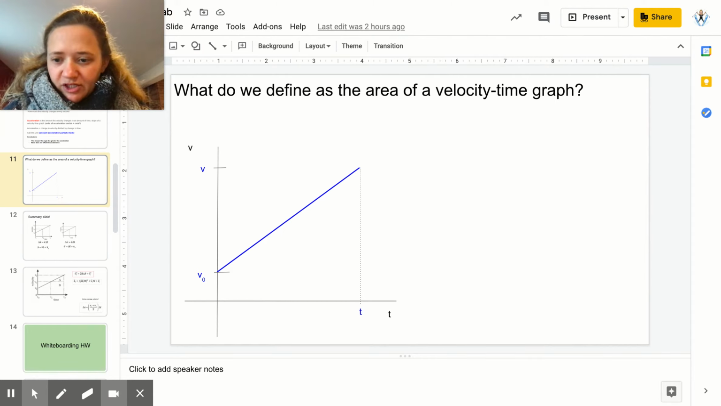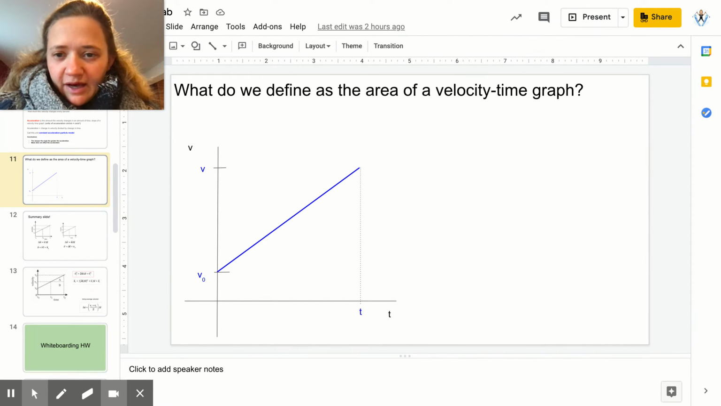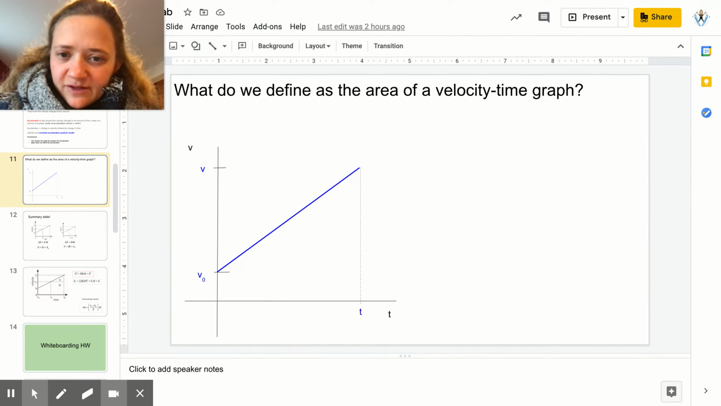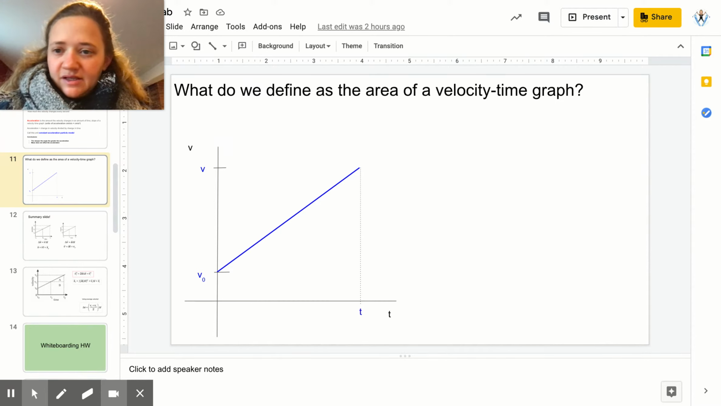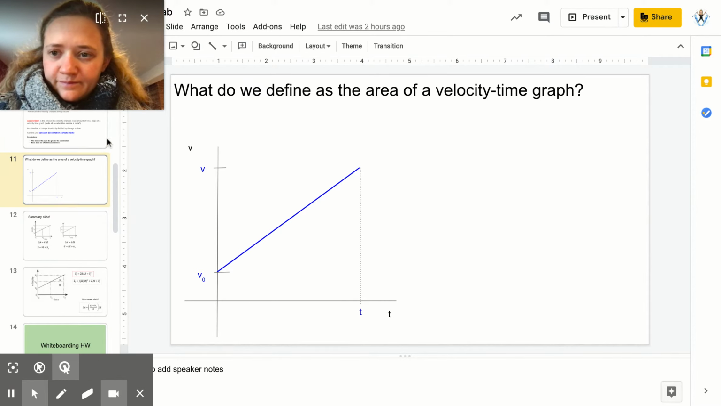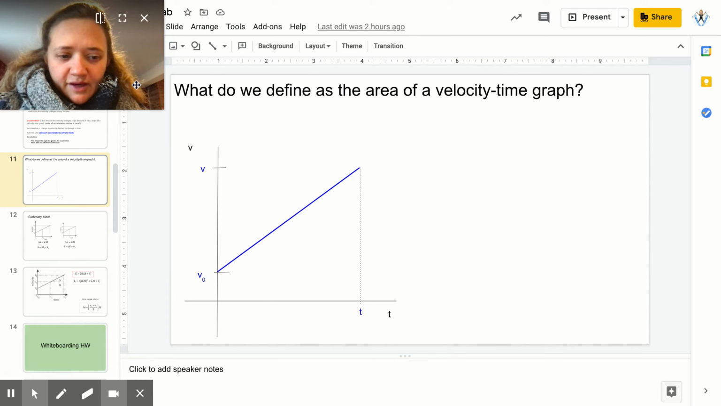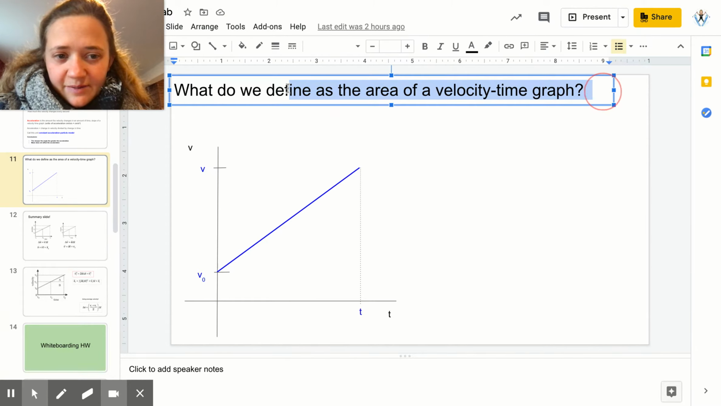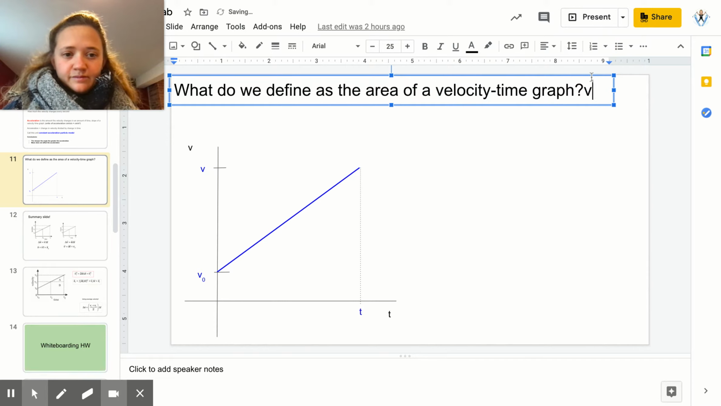So my first question to you: how have we defined the area of a velocity time graph before? Pause the video and look back at Unit 1, find the answer. What do we define as the area of a velocity time graph? Okay, so you've reviewed your notes and you found out that we define the area of a velocity time graph as displacement.